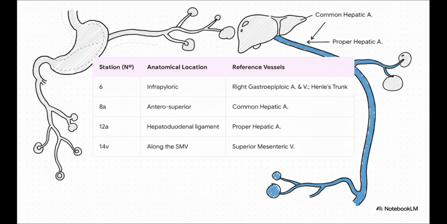You can see Station 6 is defined by the right gastroepiploic vessels and Henle's trunk. Station 8A follows the common hepatic artery. 12A is right there along the proper hepatic, and 14V tracks the SMV. Mastering the fascial boundaries that are defined by these reference vessels, well, that's the very essence of a precise oncologic resection.